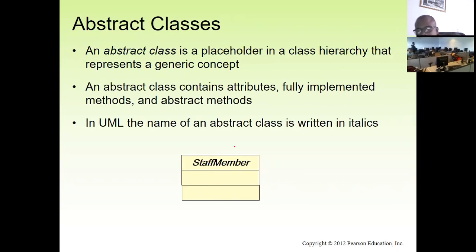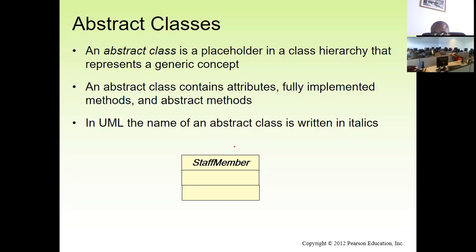An abstract class is similar to an interface, but there's a slight difference. It's a placeholder in a class hierarchy that represents a generic concept. Whilst interfaces, as we just mentioned, cannot contain attributes, abstract classes can actually contain attributes and can also have fully implemented methods. But in addition to that, we can also have abstract methods.